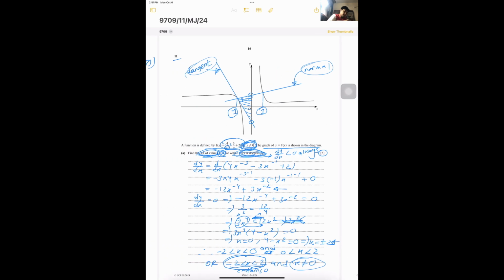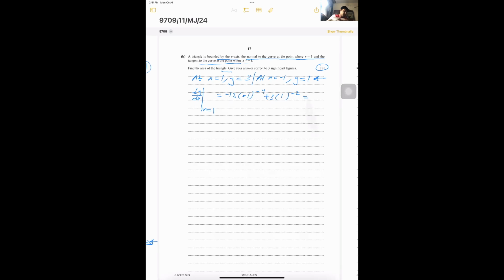I hope that is clear. From that initial equation, this gives us the value of minus 12 into 1, which is minus 9. So this is the gradient of the tangent, right? And the gradient of the normal is the negative reciprocal, which is 1 over 9. I hope that is clear. It is 1 over 9.